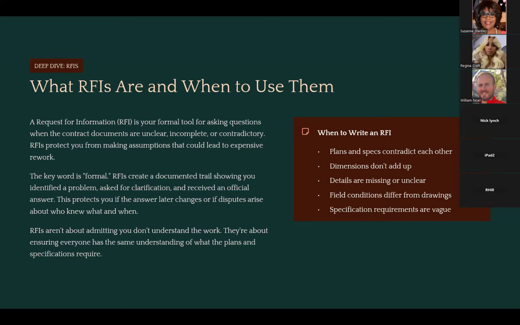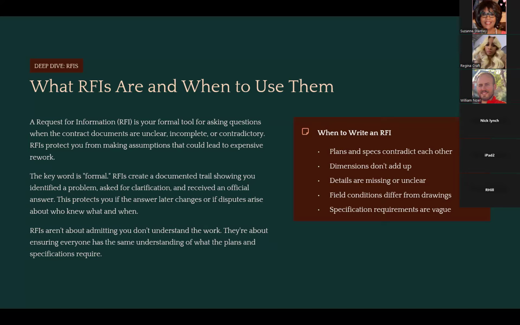So yes, RFIs create a paper trail showing you identified a problem, you asked for clarification, and then you received an official answer from either the general contractor or the architect and engineer or possibly the owner of the project, just depending on the nature of the questions. RFIs are not about admitting you don't understand the work. It's about ensuring everyone is on the same page.